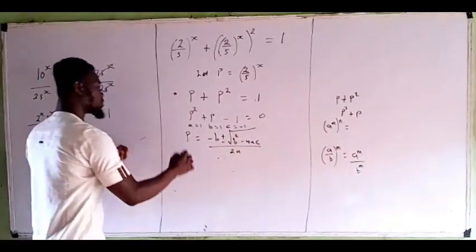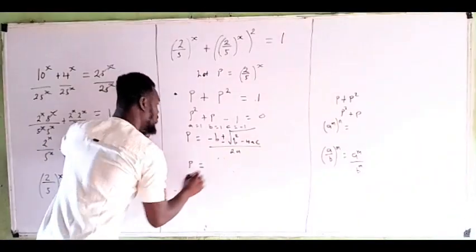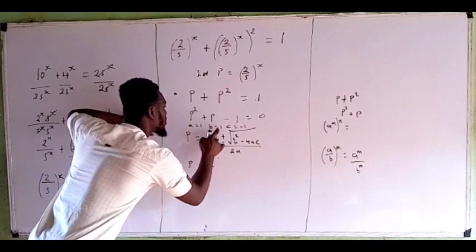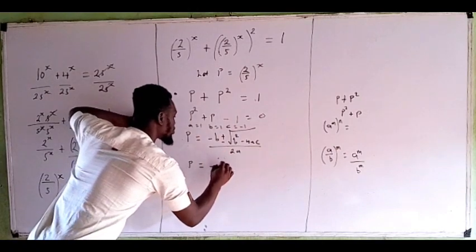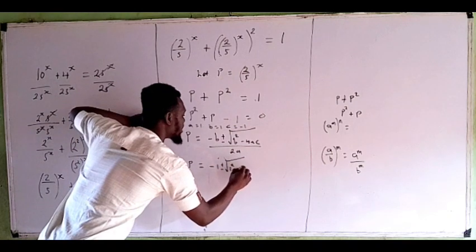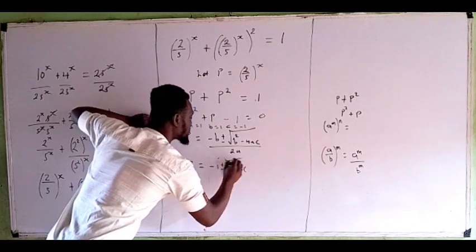So let's substitute and get the values of p. If we substitute to get the values of p, this will give us minus 1 plus or minus square root of b squared, which is 1 squared, minus 4ac.